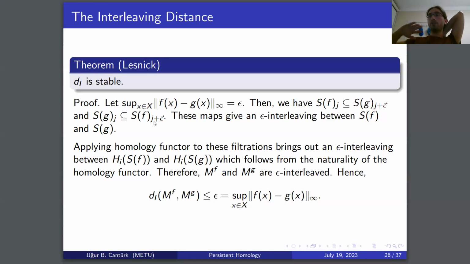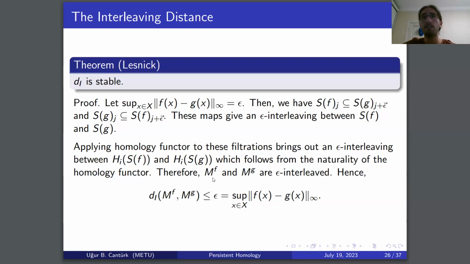As I said before, I defined epsilon interleaving between persistent modules, but this can be generalized to any category, I guess. For example, in this case, I defined it for filtrations in the category of topological spaces. These two inclusions give an epsilon interleaving between sublevel set filtrations. And if we apply homology to these filtrations, then we obtain an epsilon interleaving between the corresponding persistent modules by using the naturality of the homology functor.